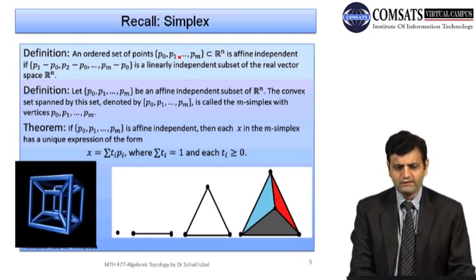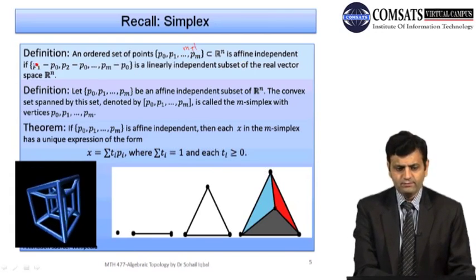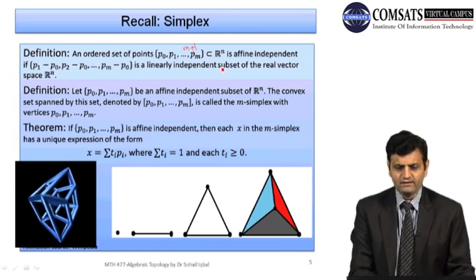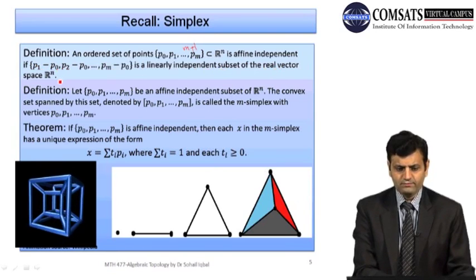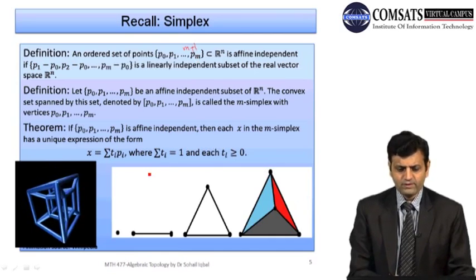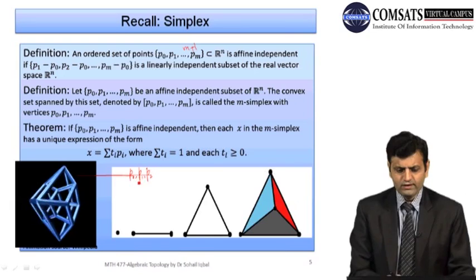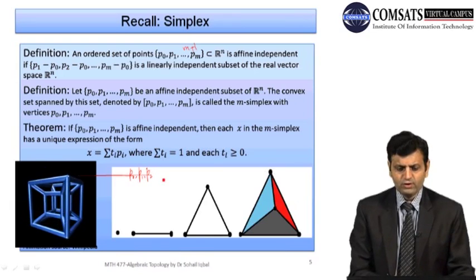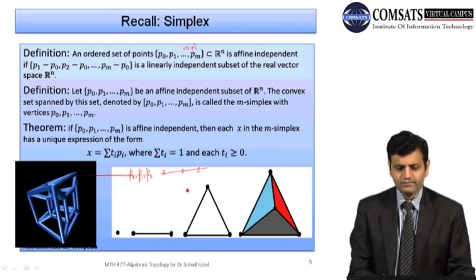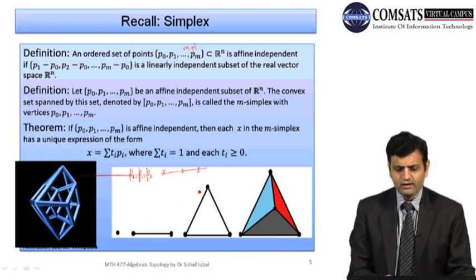A set of m plus 1 points is affine independent if p1 minus p0, p2 minus p0, up to pm minus p0 is a linearly independent subset of the real vector space Rn. What does this condition mean geometrically? It means that, for example, if I have 3 points p0, p1, p2, then these 3 points should not be collinear, so they are not allowed to lie on the same line. Similarly, if I have 2 points, then they should be different, and so on.